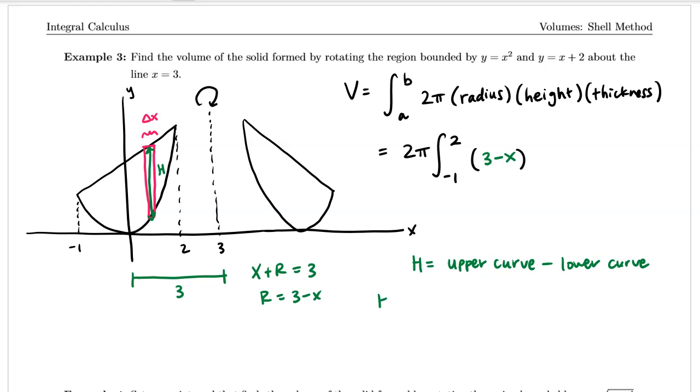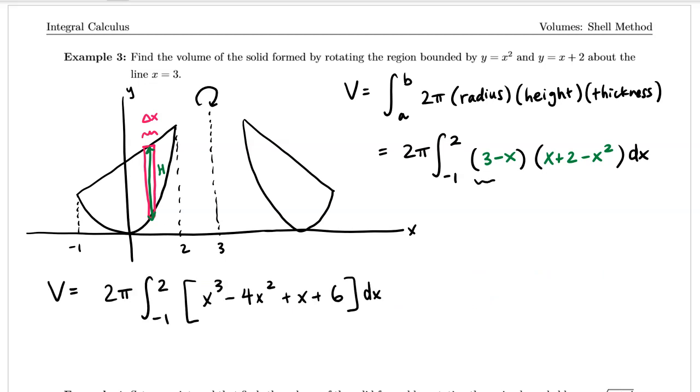And my upper curve in this scenario is the linear one, so it's going to be x plus 2. And then my lower curve is the parabola, so that would be x squared. And so that is what we are looking at. Here I'll put x plus 2 minus x squared, in parentheses to represent my height. And then my thickness is dx in this scenario.